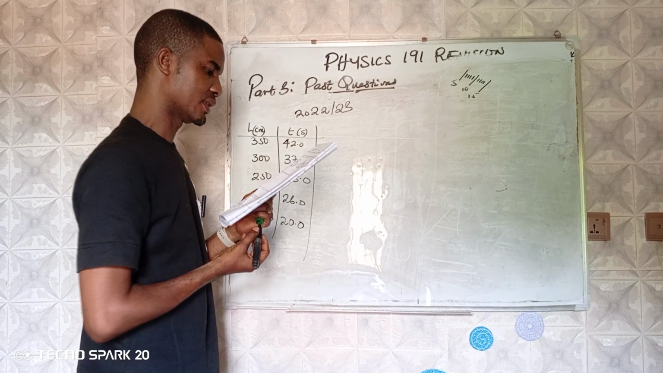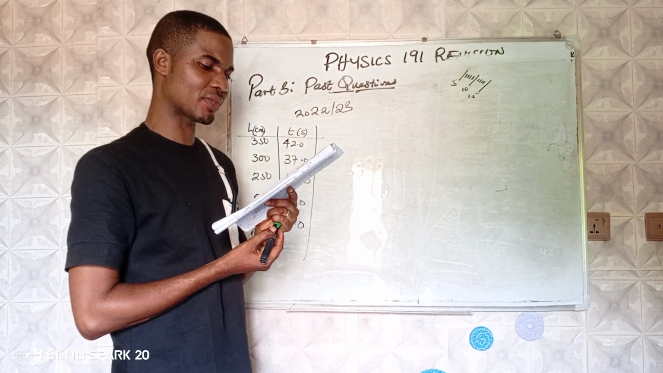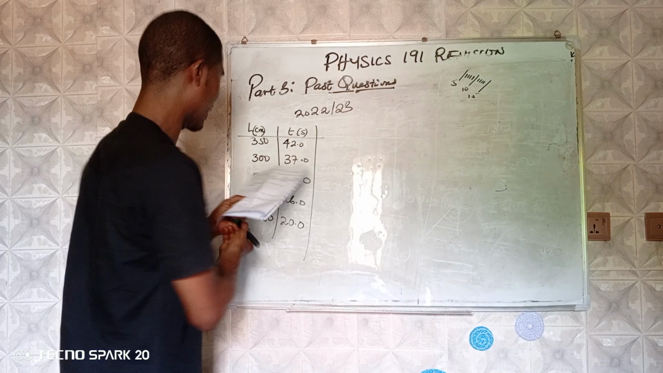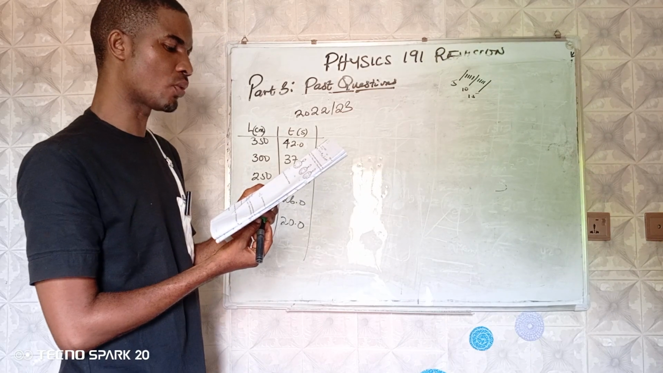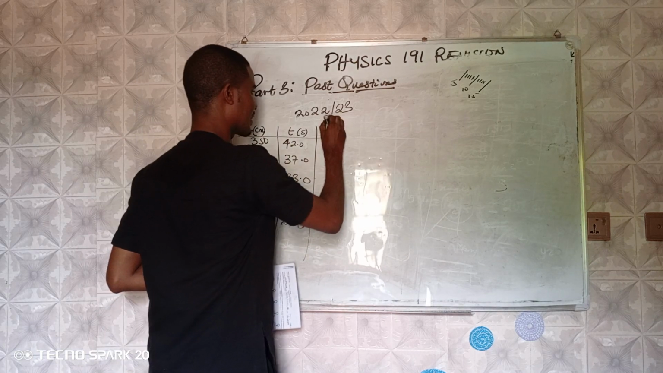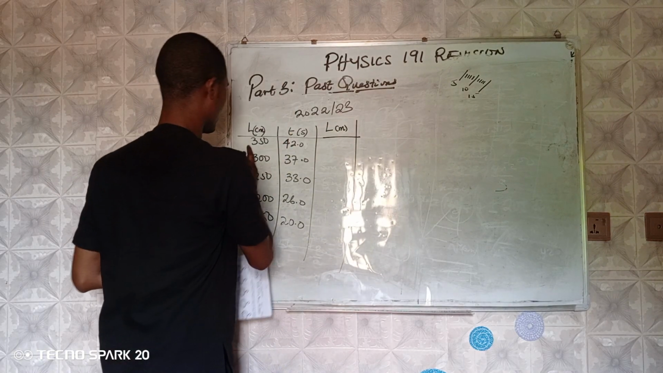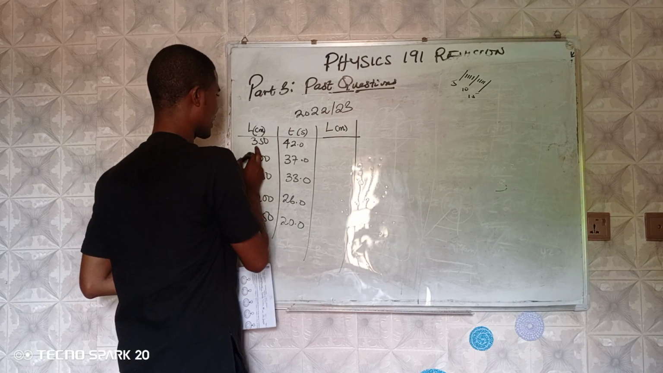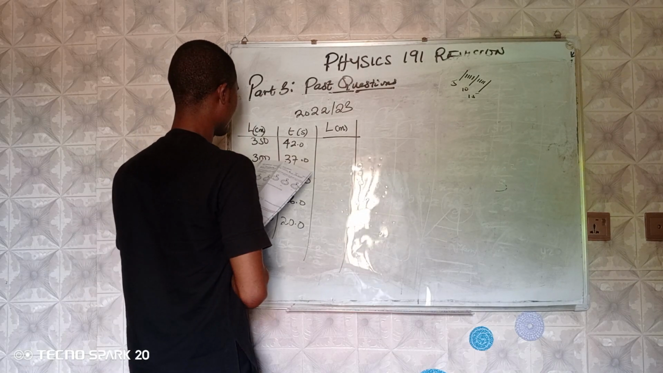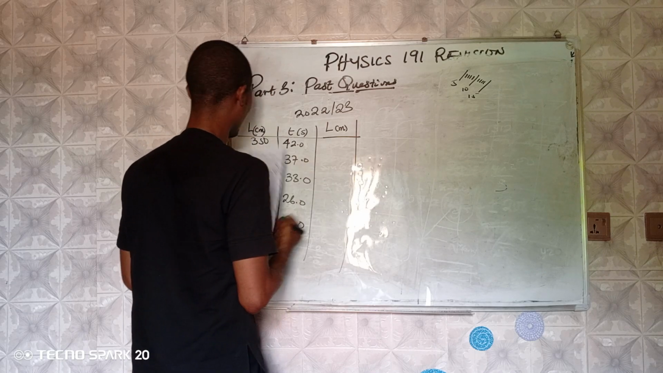Okay. Now, coming to the question, it says read the time in seconds for the corresponding length and tabulate your reading. That's what we have done. Now, convert your L1 to L5 to meters. So I need to convert this to meters. So L in meters is my next column. To convert to meters, you have to divide by 100.